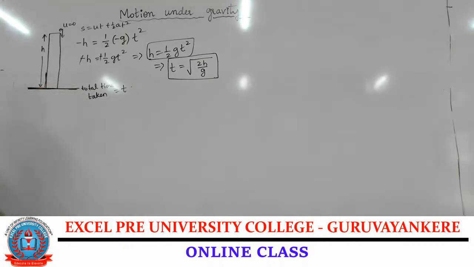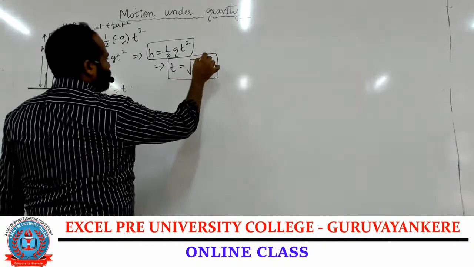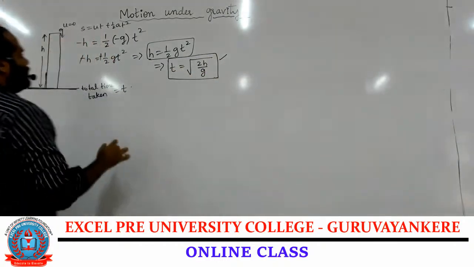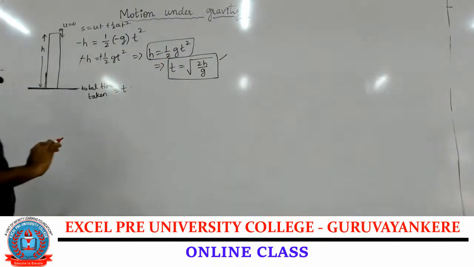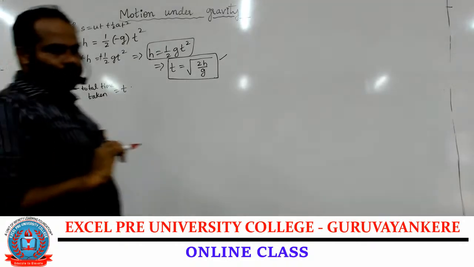Root of 2h by g is the formula. Is that clear? Clear to all of you? So t is equal to root of 2h by g, h is equal to half g t square. This is one formula. So shall we solve some problems now on these formulae?